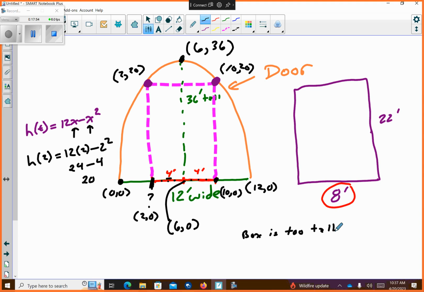We're not pushing this box through. We got to figure out a different way to get it in. Okay? But do you think companies might take into account if they're having a really big piece of machinery put through a door? Do you think maybe they would take the dimensions into account before they actually ordered it to make sure they could actually get it inside?